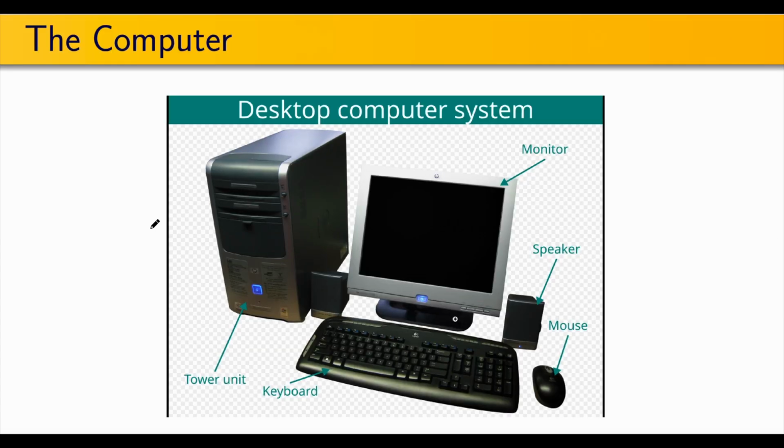So this is a simple computer, and this is an old computer. What we have here is what is called the keyboard, and this is the monitor. Then you have a speaker, then you have a mouse, and then you have a tower unit. The tower unit houses the main part of the computer. So what is there in the tower unit?